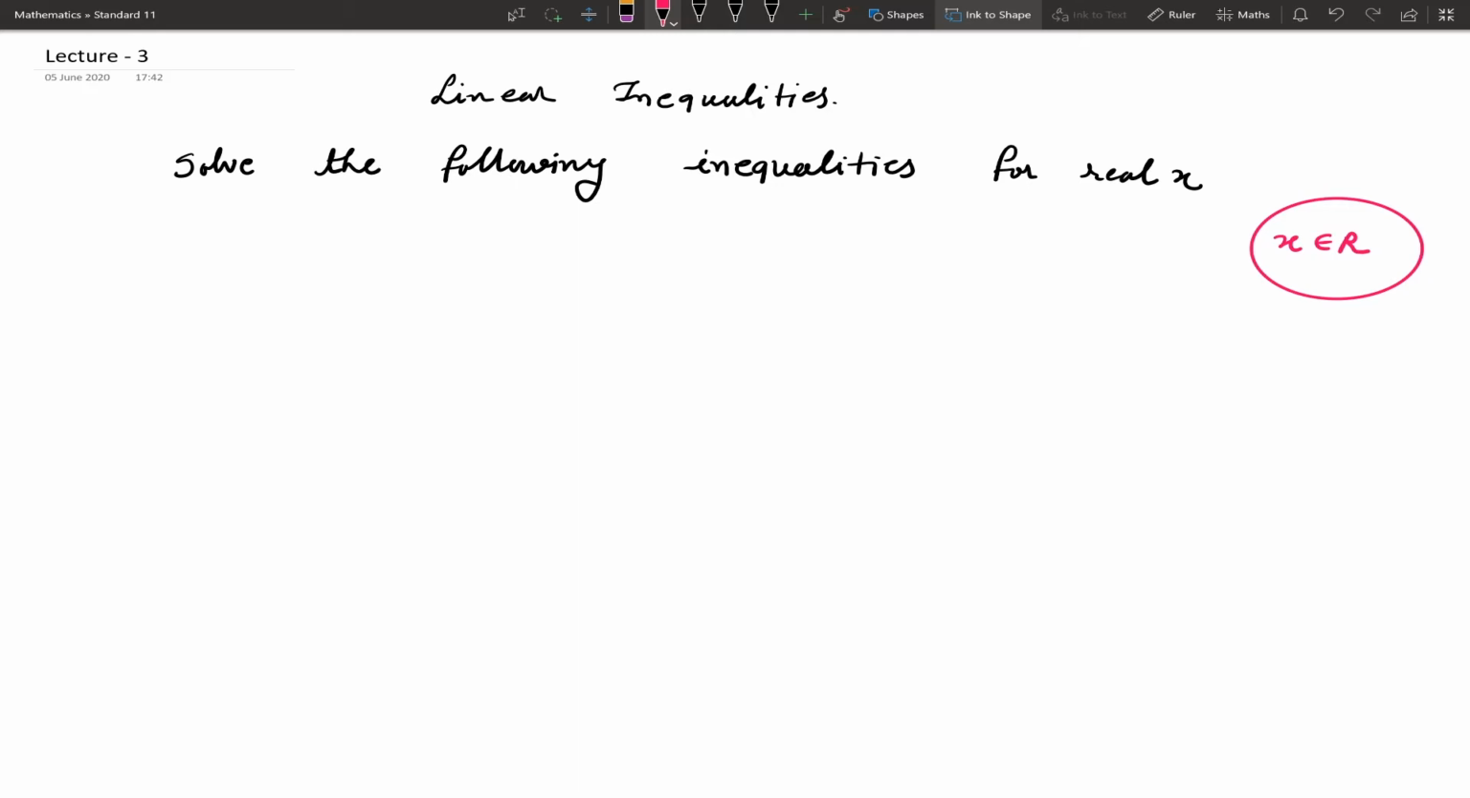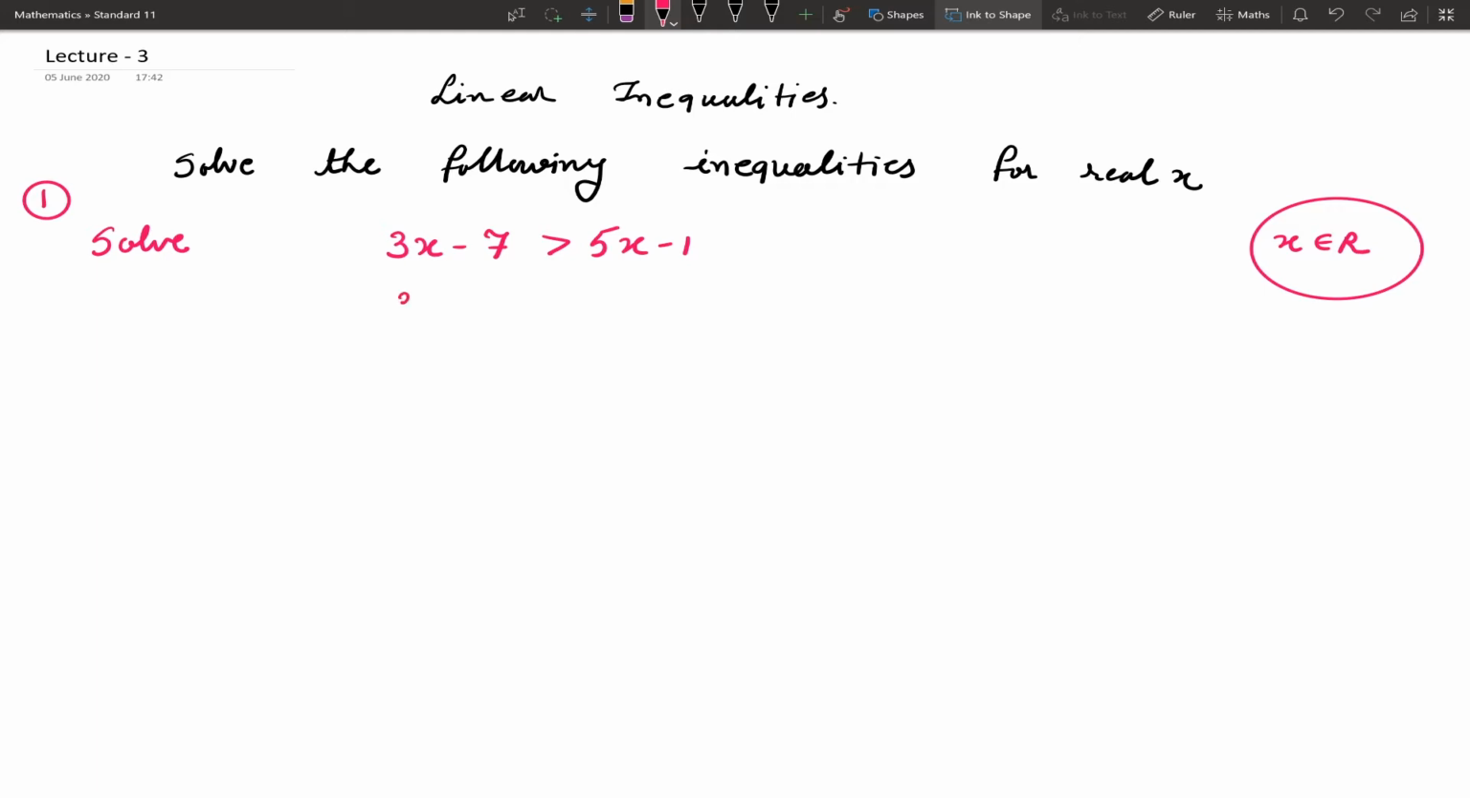First one is 3x minus 7 greater than 5x minus 1. We have to solve these inequalities for real x. Note that x belongs to R and it is a strict inequality, so when we write the solution, it will be in terms of an open interval. If the inequality is slack, then it will be in terms of a closed interval.